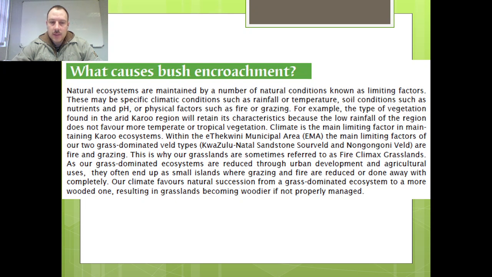As our grass-dominated ecosystems are reduced through urban development and agricultural uses, they often end up as small islands where grazing and fire are reduced or done away with completely. Our climate favors natural succession from a grass-dominated ecosystem to a more wooded one, resulting in grasslands becoming woodier if not properly managed.